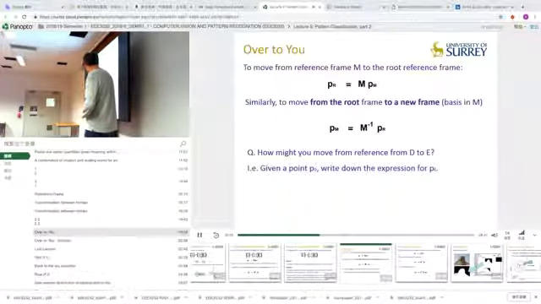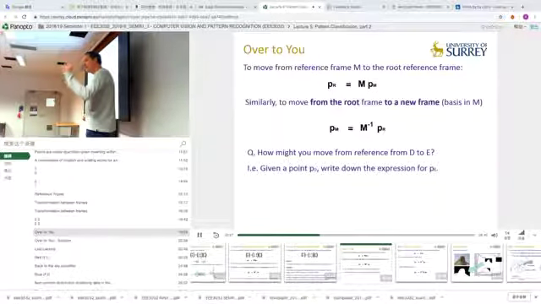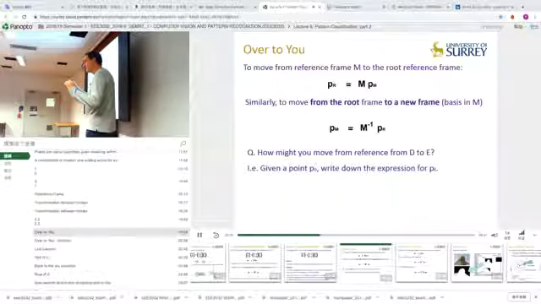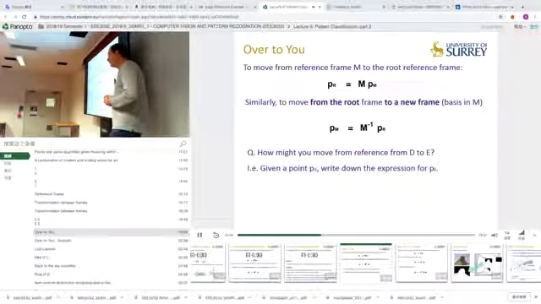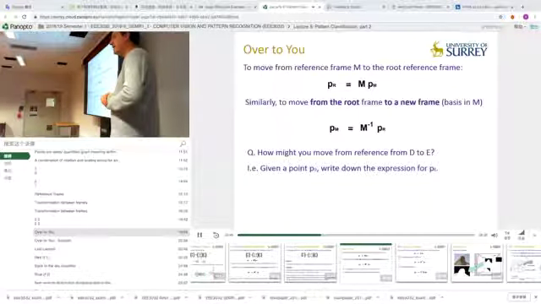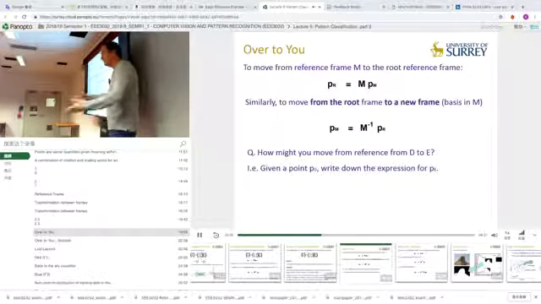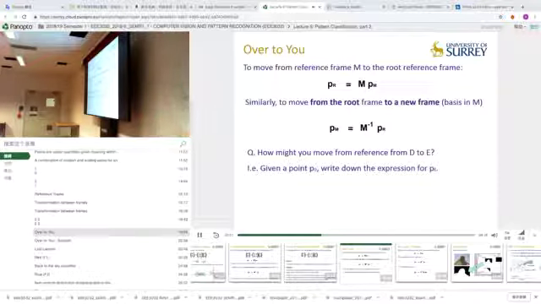So the quantities I've got are PD, which is my point in some arbitrary reference frame D, which is defined by the 2 by 2 matrix D. So I've got PD and I've got D. And I've also got E, which is defining another arbitrary reference frame. And I want to cast PD's coordinates into the reference frame E. In other words, I want to find PE. Can you write down an expression for PE? Have a go now, 2 minutes. Feel free to talk to your neighbour if you want.